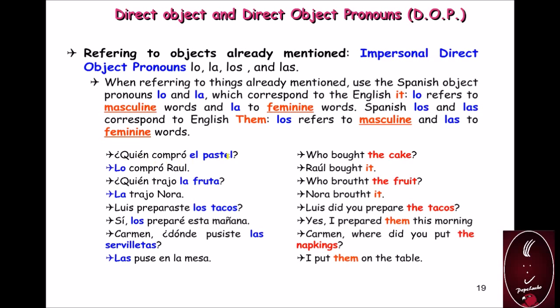¿Quién compró el pastel? Lo compró Raúl. So we replace el pastel, masculine singular, with lo. Lo compró Raúl. ¿Quién trajo la fruta? Feminine singular. La trajo Nora. Luis, ¿preparaste los tacos? Masculine plural. Sí, los preparé esta mañana. Carmen, ¿dónde pusiste las servilletas? Las servilletas, femenino plural. Replace with las. Feminine plural.